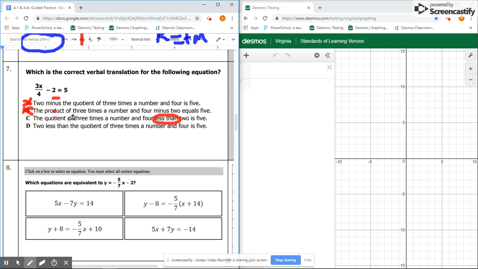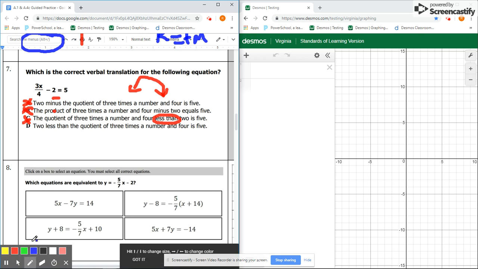So we would need to take the 3x divided by 4 and the 2, and we need to switch the order. The 2 should come first, and the 3x over 4 should come second if C were the correct answer. Since that's not the case, we know C is not the correct answer. So it's probably D, but let's just double check.